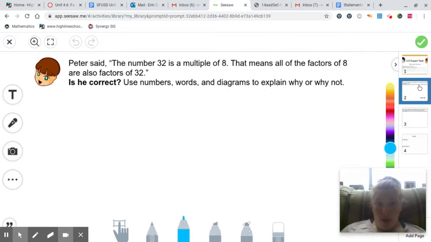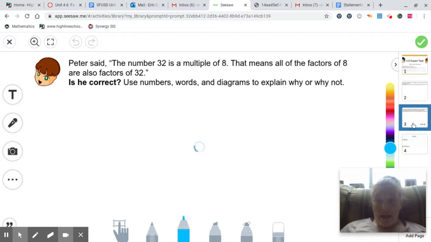Our first one: Peter said the number 32 is a multiple of 8. That means all of the factors of 8 are also factors of 32. Is he correct? That was Peter's statement. Use numbers, words, and diagrams to explain why or why not.